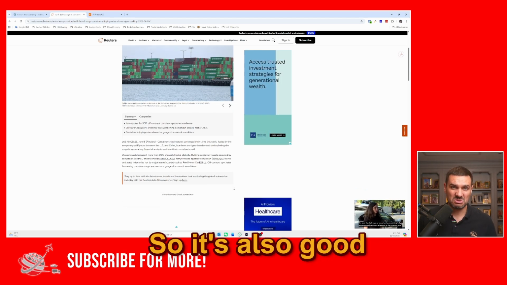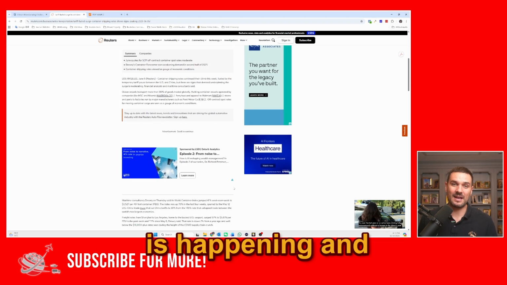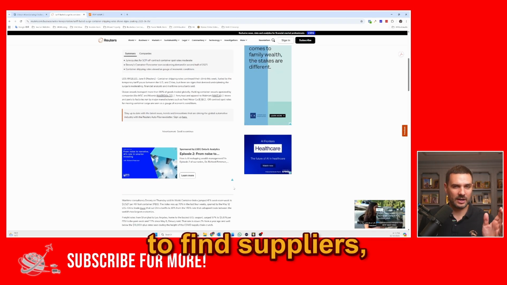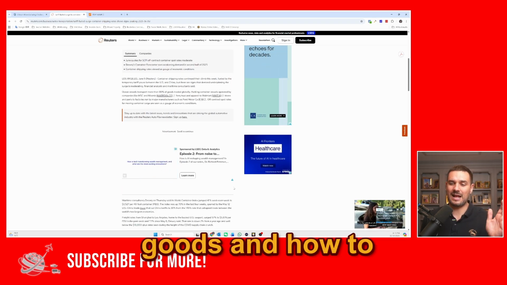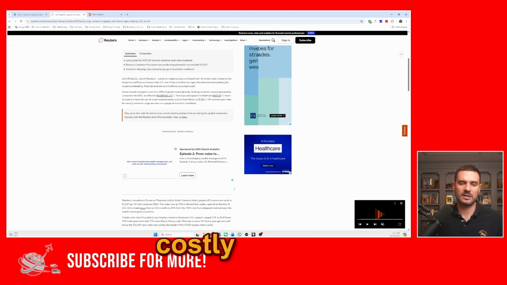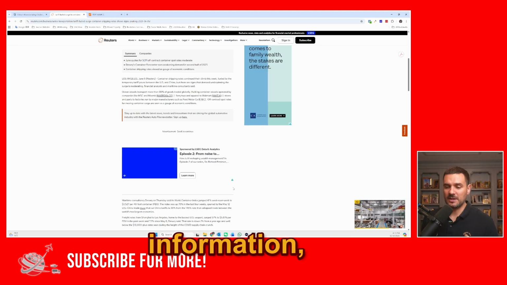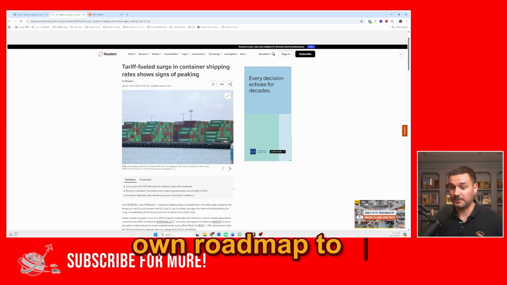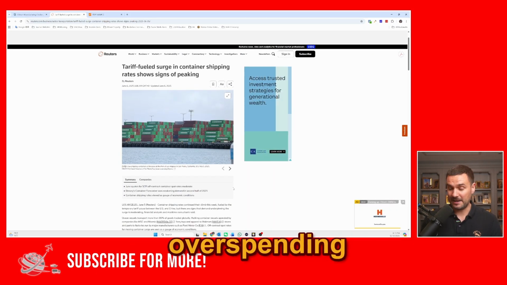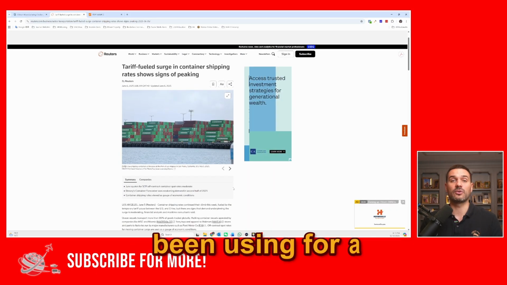So it's also good to know that this is happening, and if you time how to find suppliers, how to source your goods, and how to ship them properly, you can avoid costly mistakes because of the changing market. So with this information, how can you build your own roadmap to prevent overspending on goods that you've been using for a while for your business?